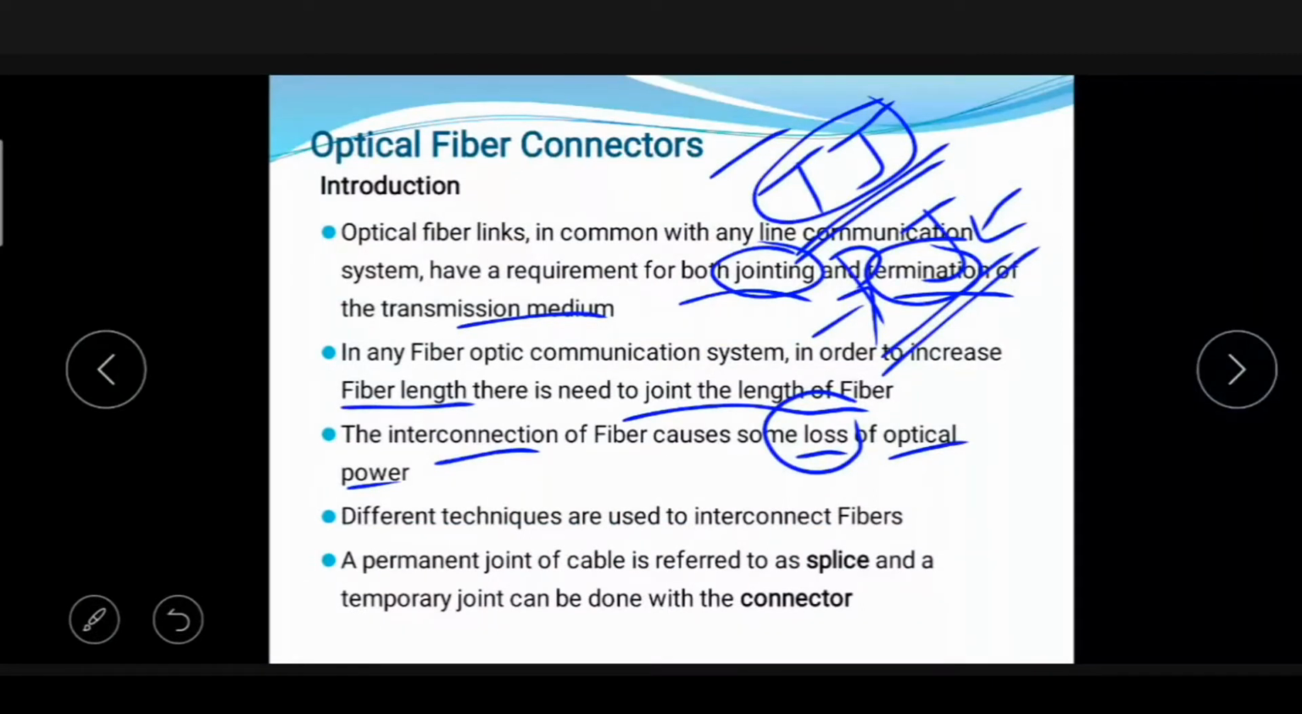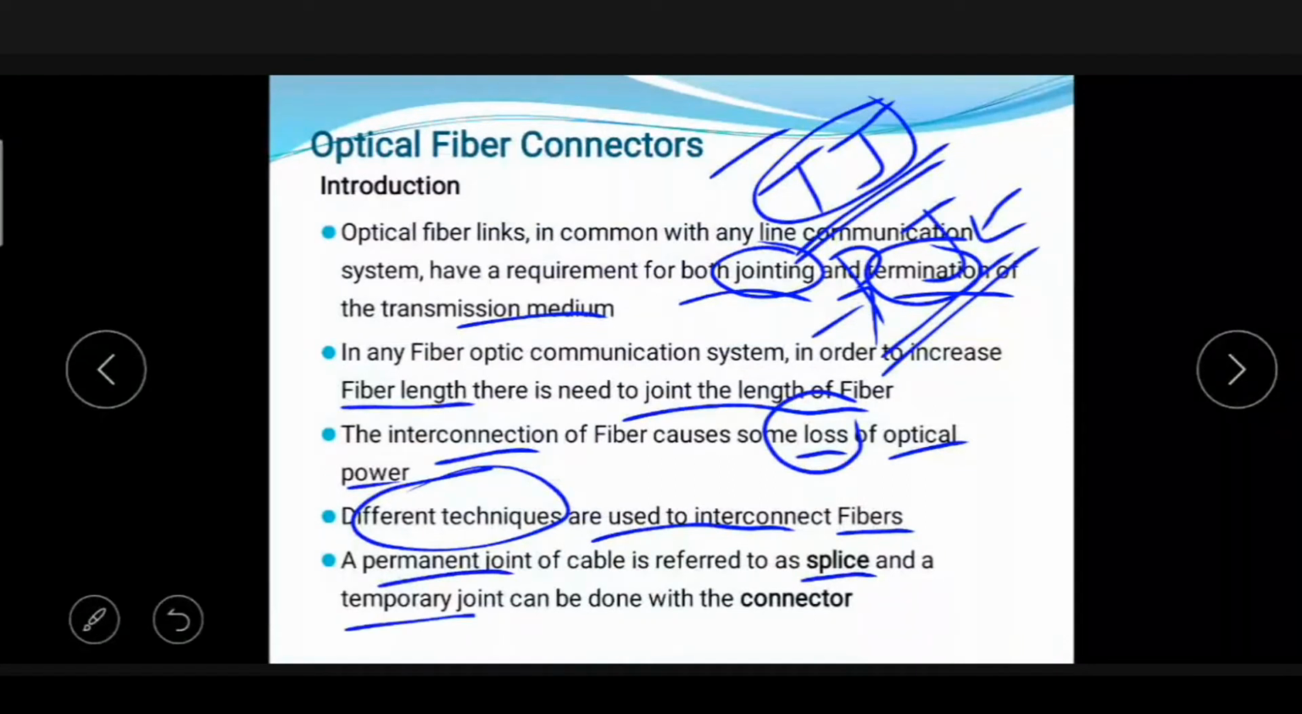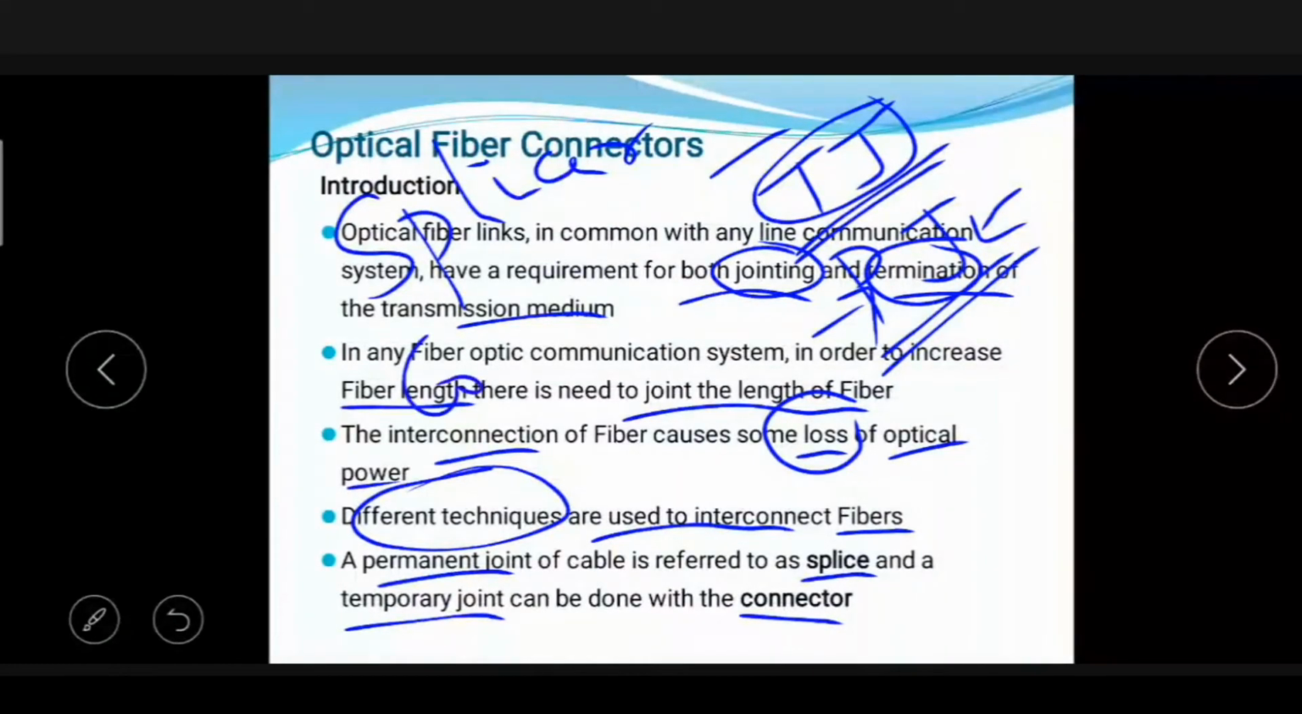Different techniques are used to interconnect a fiber. So we consider different techniques. One is using a device called a splicer, that is a permanent joint of a cable or a fiber, and a temporary joint is done by a connector. So we have two devices to join the fiber: one is a splice or a splicer, the other one is a connector.